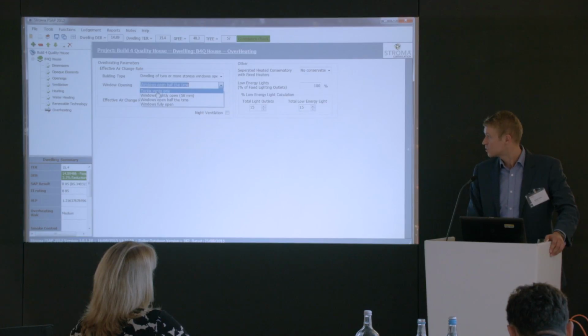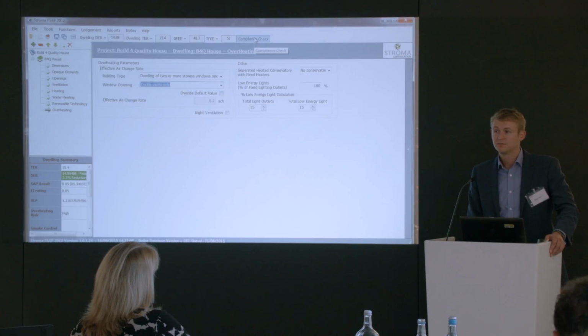If that was the case with this property, we're now going to flag up an overheating risk because we're not getting the ventilation through the property to purge any excess heat. We would now have to go back and start looking at the G value and bringing that down, or incorporating some kind of solar shading, or possibly look at changing the thermal mass.